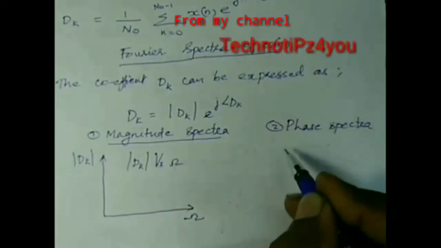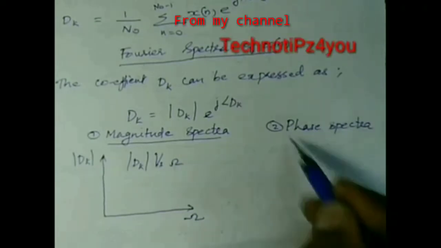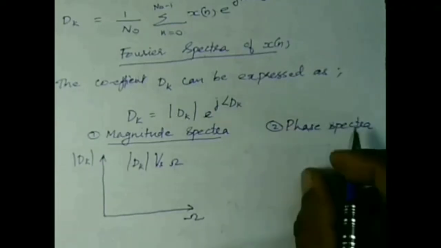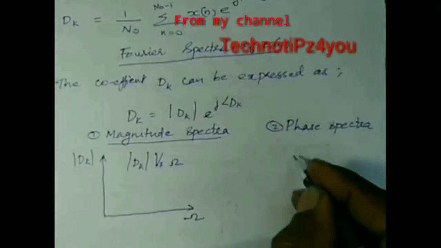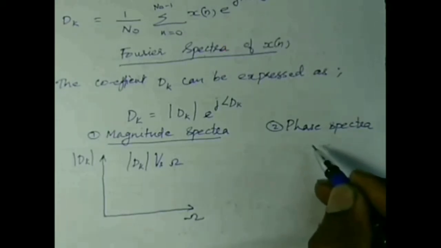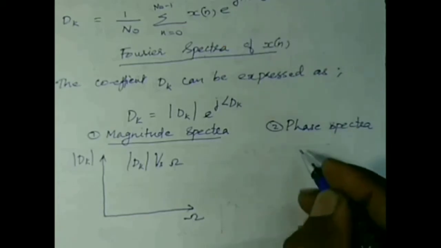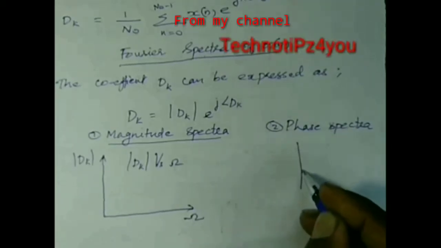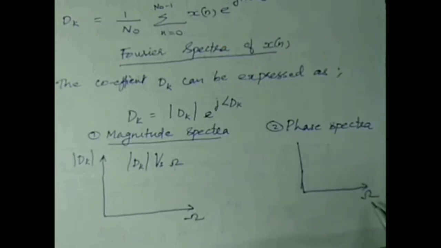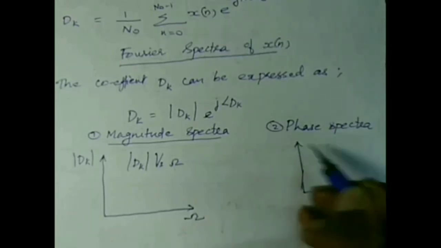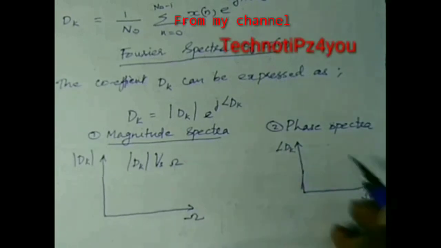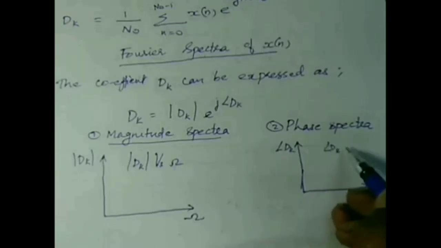And next is the phase spectra. From the phrase itself I can find the definition. Phase spectra is nothing but phase versus omega, phase versus frequency. That is a graph connecting phase with the frequency, in which the phase is plotted along the y-axis, and of course the frequency along the x-axis. This is the phase, the angle of d_k, versus omega.